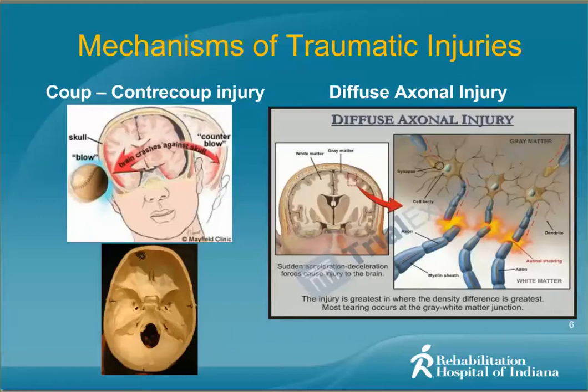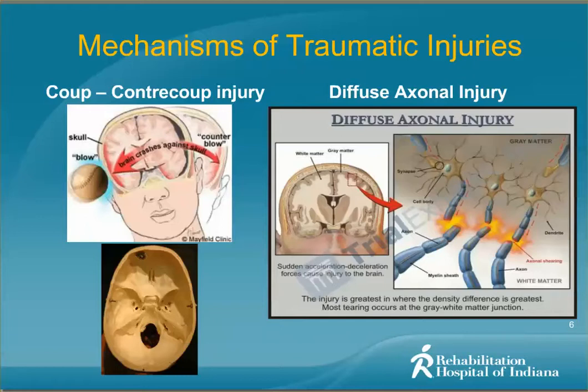You'll see on your screen that it says the injury is greatest where the density difference is greatest. So there's a density difference in the brain between what they call gray matter, which is more on the outer portion of the brain, and then the white matter, which is on the inner portion. So there's a density there, and in physics affects it differently with the impact, and then the shearing and tearing occurs mostly at those junctures.